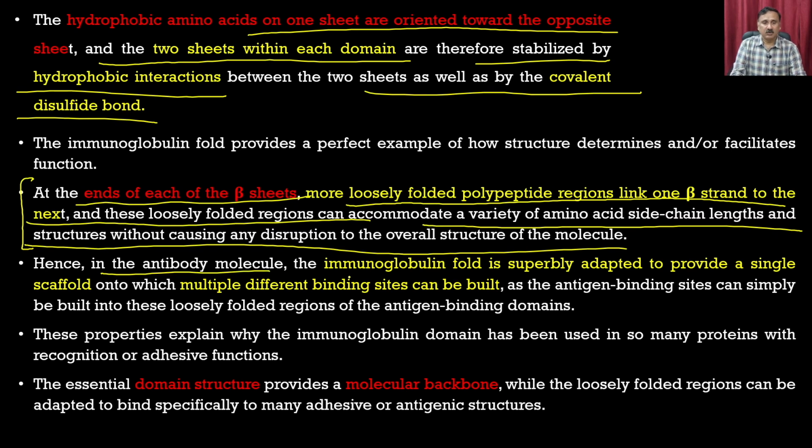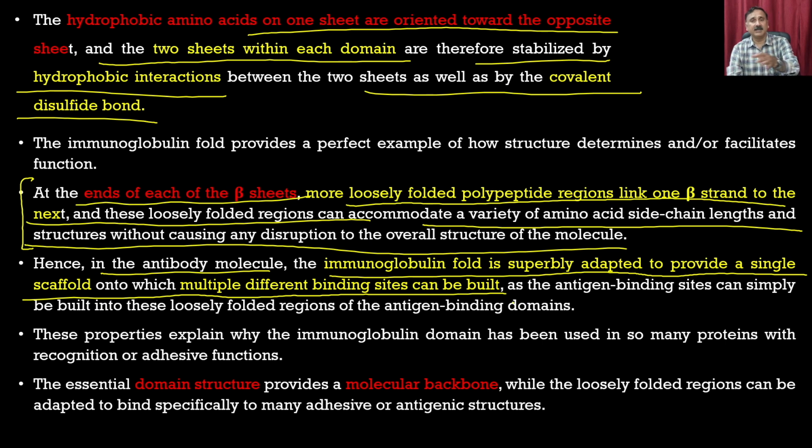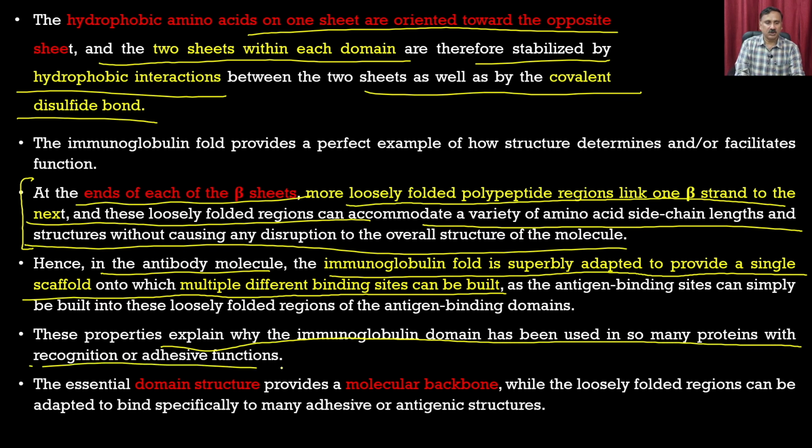Hence, in the antibody molecule, the immunoglobulin fold is superbly adapted to provide a single scaffold onto which multiple different binding sites can be built, because the function of the antibody is to bind antigens, and for that it has to change its structure, its charge distribution, and so on, right? These properties explain why the immunoglobulin domain has been used in many proteins with recognition or adhesion functions. The essential domain provides a molecular backbone, while the loosely folded regions can be adapted to bind specifically to many adhesive or antigenic structures.